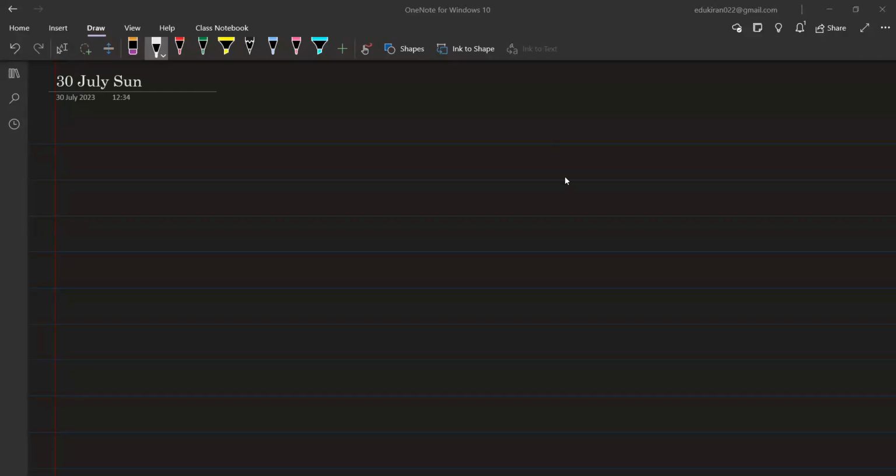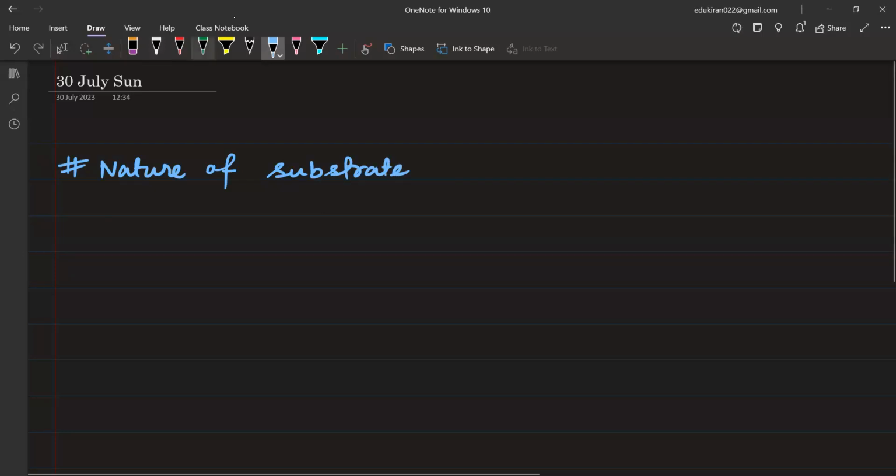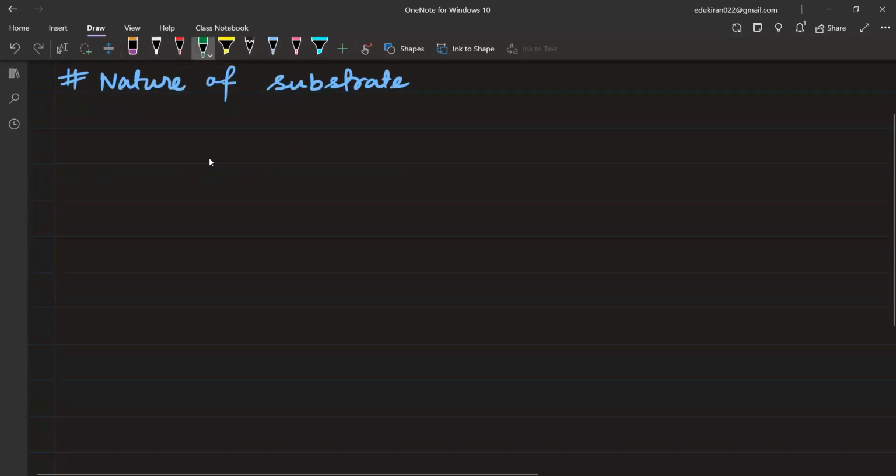So in the last lecture, we saw that we are going to look at factors affecting SN1 and SN2. Now, the first is the nature of substrate. So please write the topic. Nature of substrate. In nature of substrate, we are going to look at, first of all, SN1, and then we will look at the SN2.